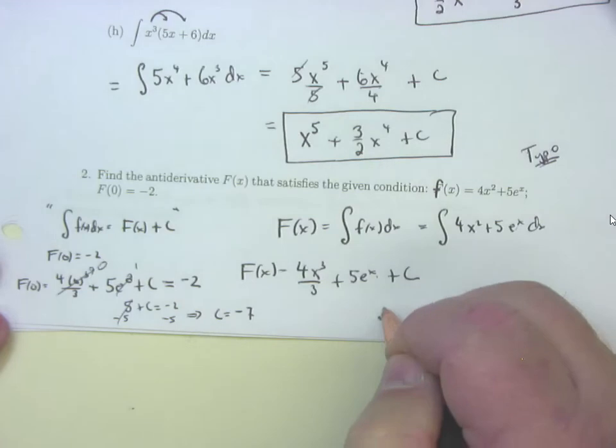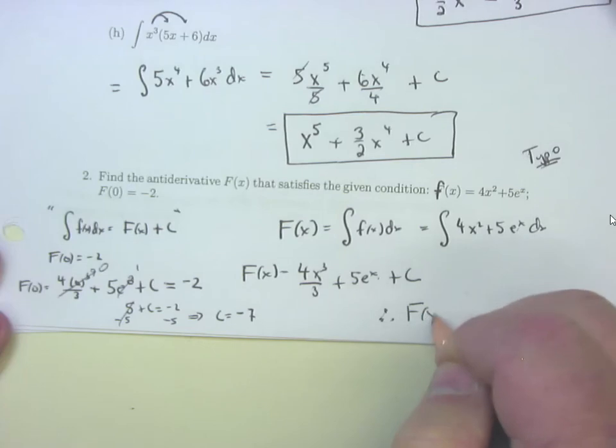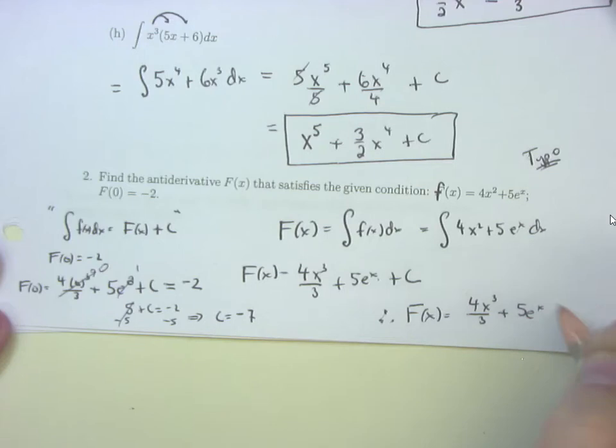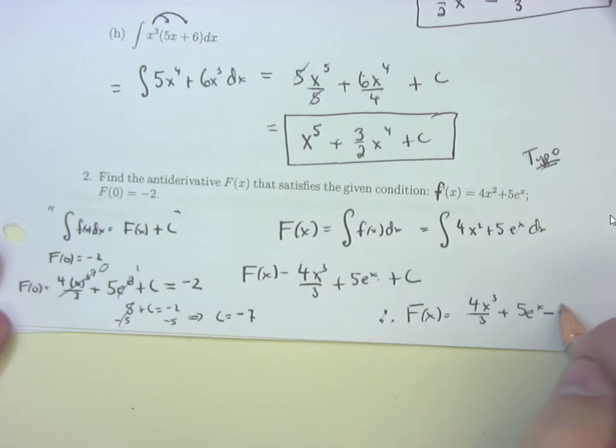Three dots in a triangular fashion means therefore big F of x is equal to 4x cubed divided by 3 plus 5 e to the x plus c, but c is negative 7, so plus negative 7 is minus 7.